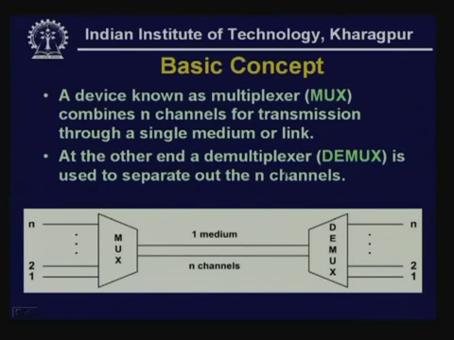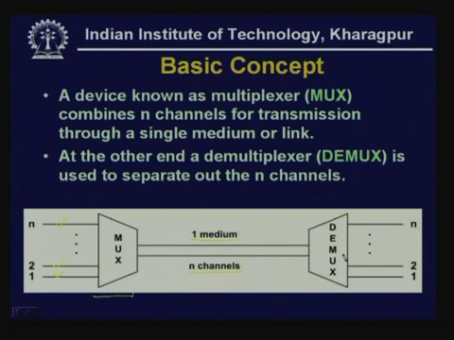Now, let us look at the basic concept of multiplexing. Here we use a device known as a multiplexer. This multiplexer is combining the signals coming from n channels. As you can see, this is channel 1, this is channel 2, and this is channel n. So, from n channels signals are coming and are combined with the help of a multiplexer. Then the multiplexer is sending the combined or composite signal through a single medium. So, you have only one medium and the signals of n channels are being sent through the medium.